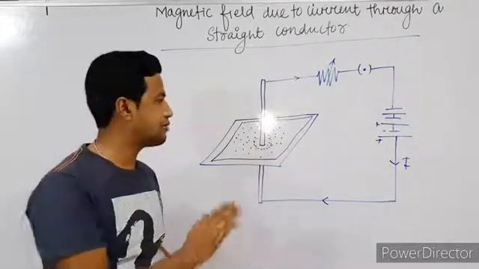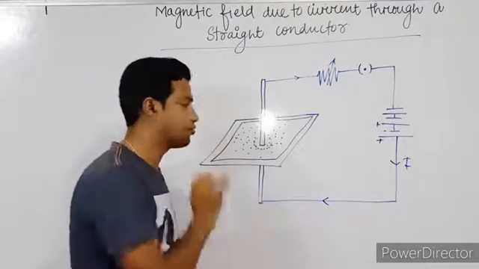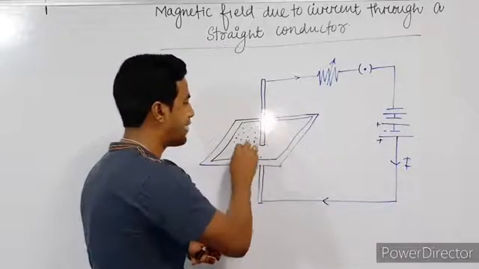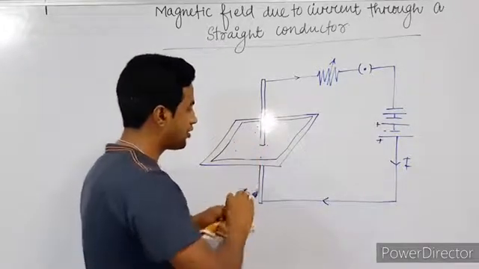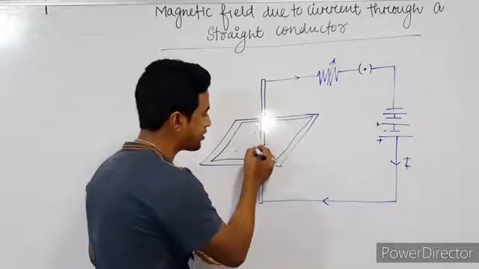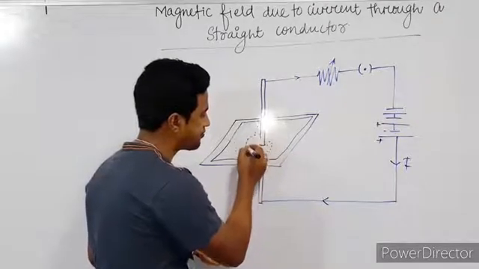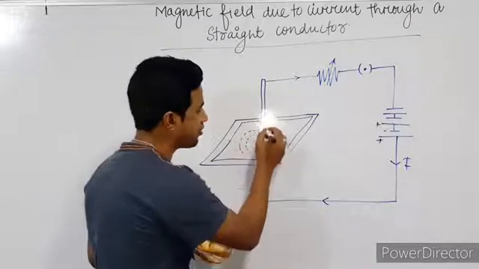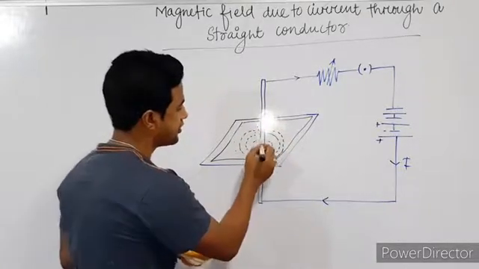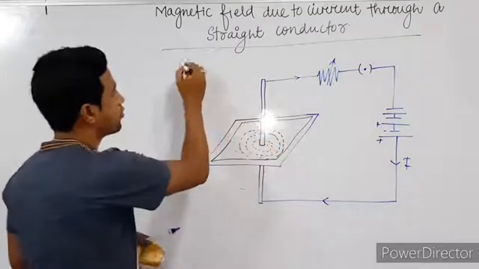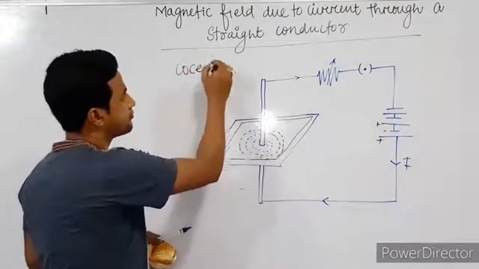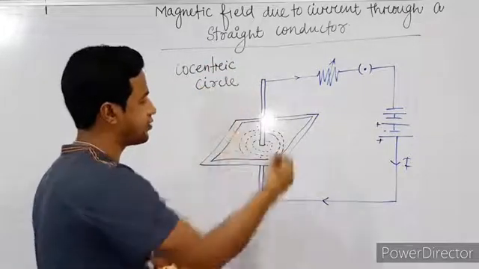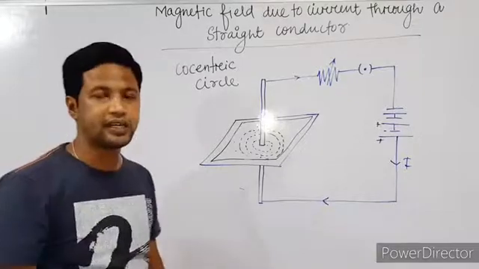So I will simply tap on the board. When I tap on the board, what do I observe? I observe that small circle-like structures are created around it. These are called concentric circles. You can see, these concentric circles are created around it. So how will I find the direction?